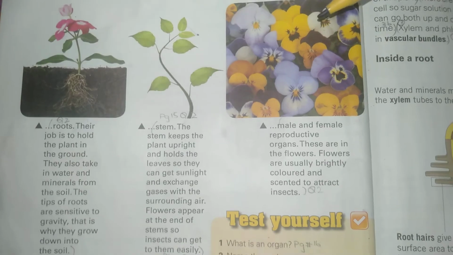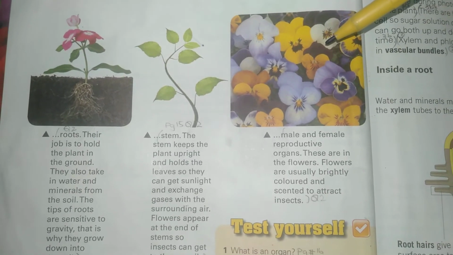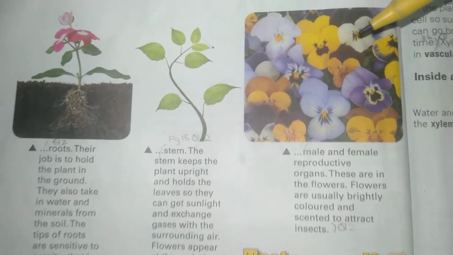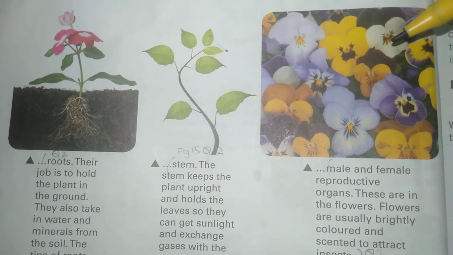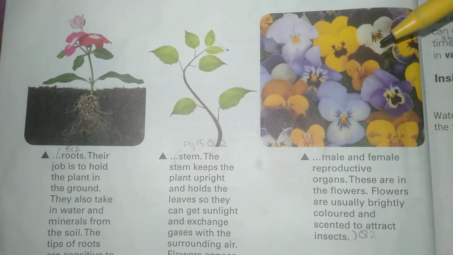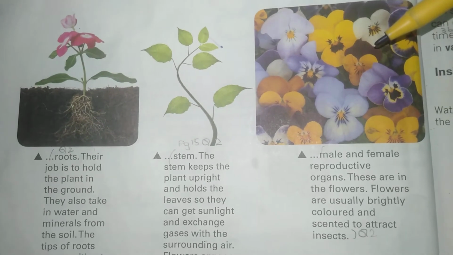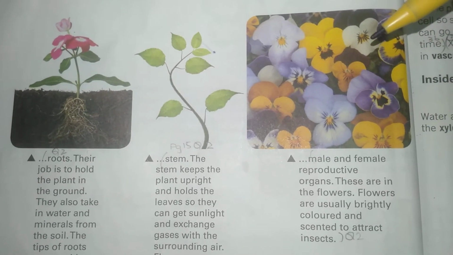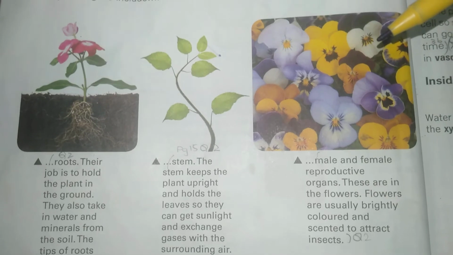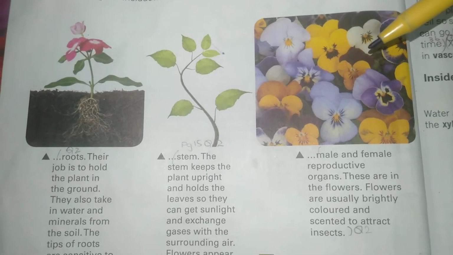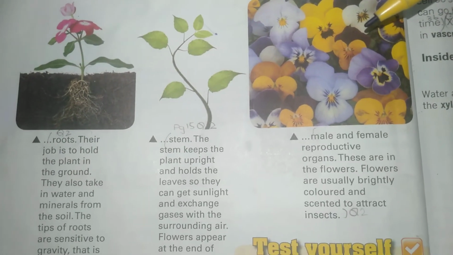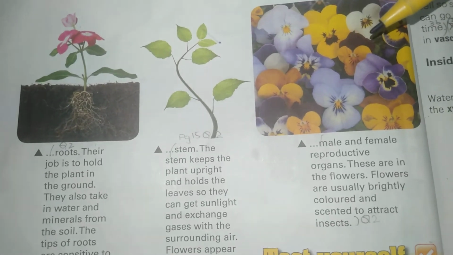Next important organ of the plant is flowers. Flowers are of different sizes and different shapes. And the flowers are very important because they contain male and female reproductive organs of the plant, and mostly the flowers are brightly colored and scented to attract insects for the process of pollination.